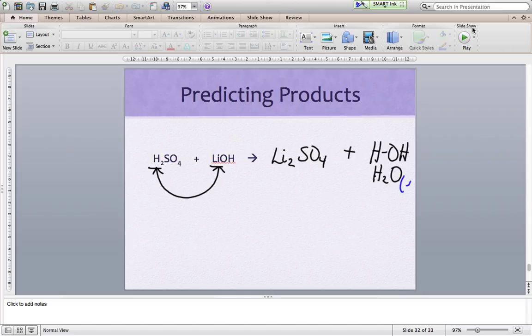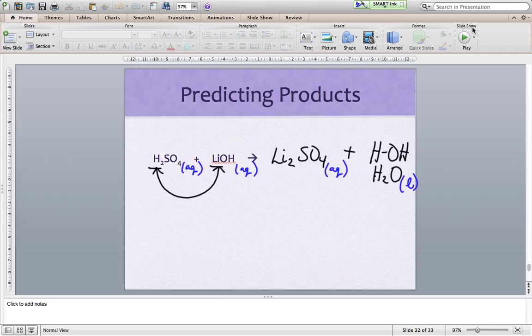That is going to be what our liquid is here. Figuring out the states of everything else involved in this reaction. Okay, H2SO4, as I said, that's sulfuric acid. All acids are aqueous. LiOH, using my solubility table, I can see that lithium hydroxide is aqueous, and of course, so too is lithium sulfate.